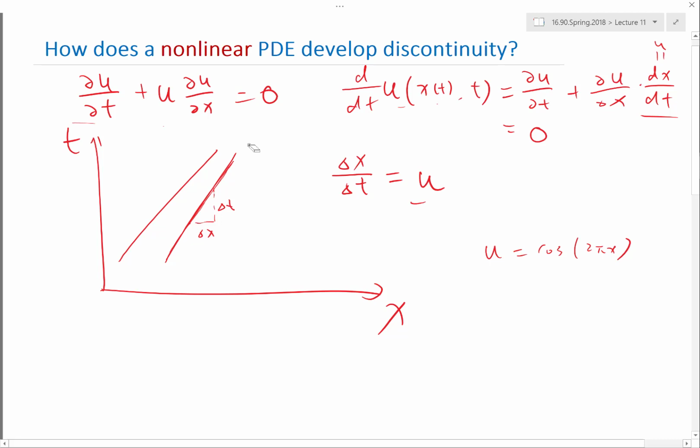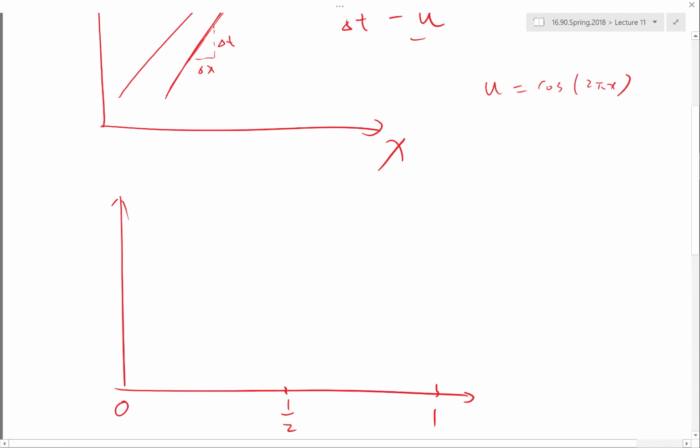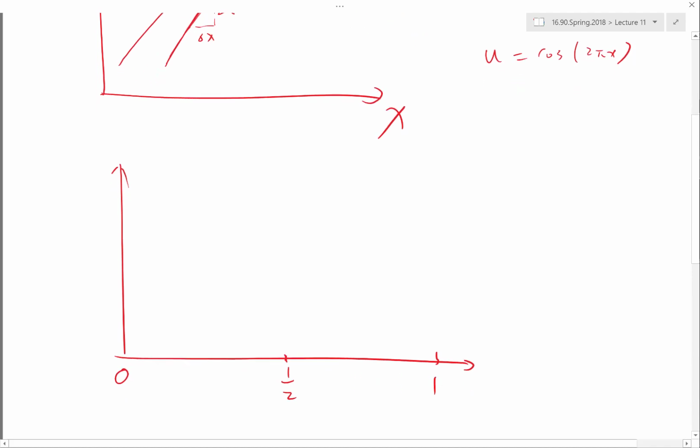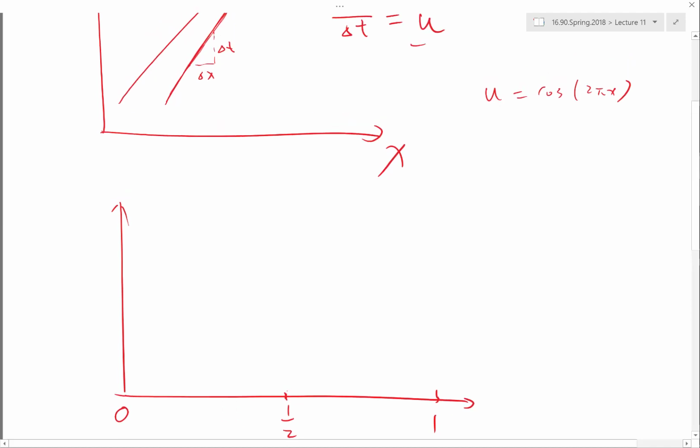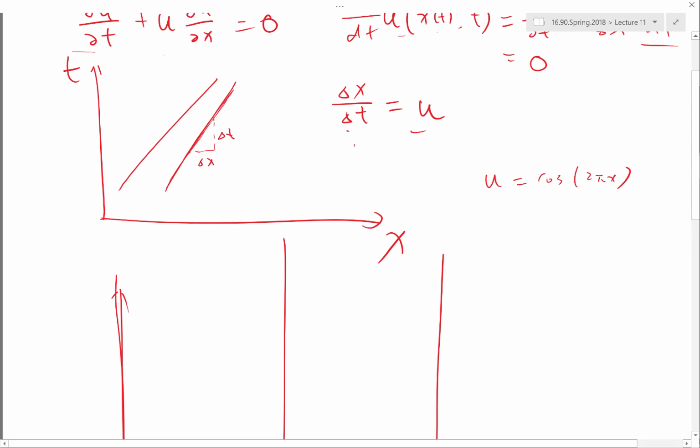So if we look at our previous case, here from 0 to half, u is positive. From half to 1, u is negative. And when x is 0, half, or 1, u is equal to 0. So that means at these three locations, the lines go straight up. This is when dx over dt is equal to 0. That means dx is 0. That means the line goes up.